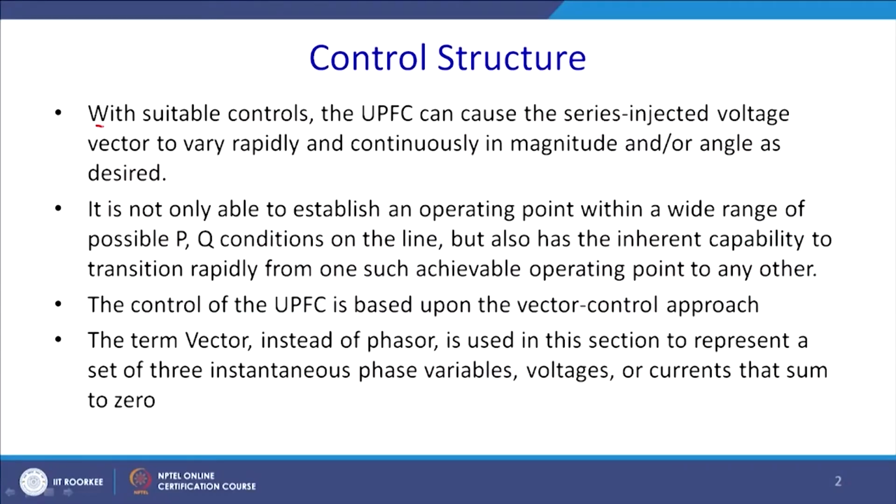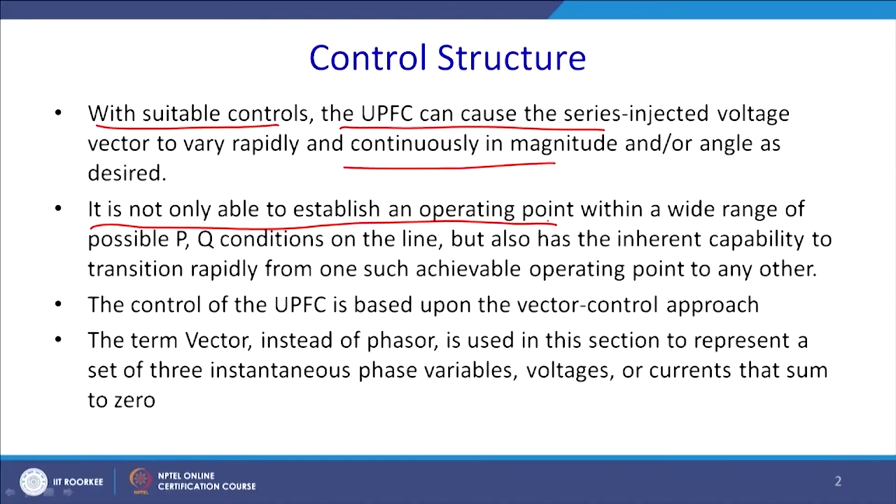Let us continue with it. We have already said that with suitable control, the UPFC can cause the series injected voltage vector to vary rapidly and continuously in magnitude and angle as desired. It can control by series injections, and the voltage and angle can be manipulated by the voltage source converter, so it can change magnitude as well as phase as desired. So it can inject not only in quadrature but also in phase, at any magnitude and any angle, and thus we have a considerable advantage with the UPFC.